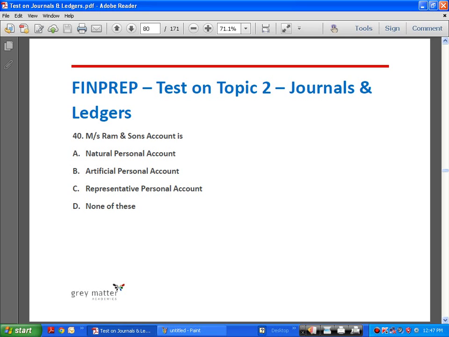Next, Messrs. Ram and Sons account is an artificial personal account. It is a personal account. Personal account can be further classified as natural personal account, artificial personal account, or representative personal account. Suppose a business has sold goods to Ram, right? Then Ram is a natural person. But here it is Messrs. Ram and Sons. It can be an association of persons, or it can be a partnership firm, right? So it is an artificial person. So it is an artificial personal account.